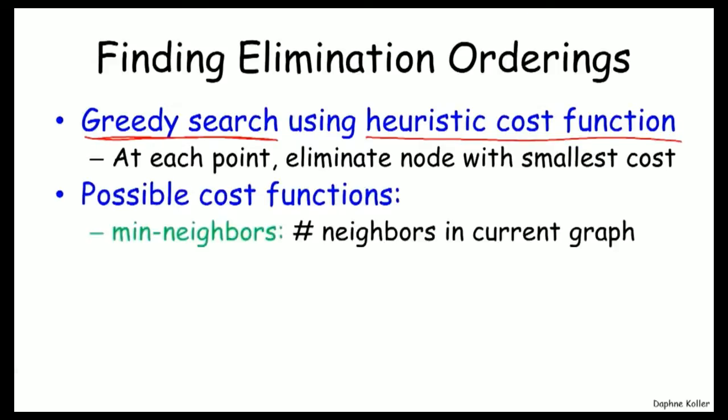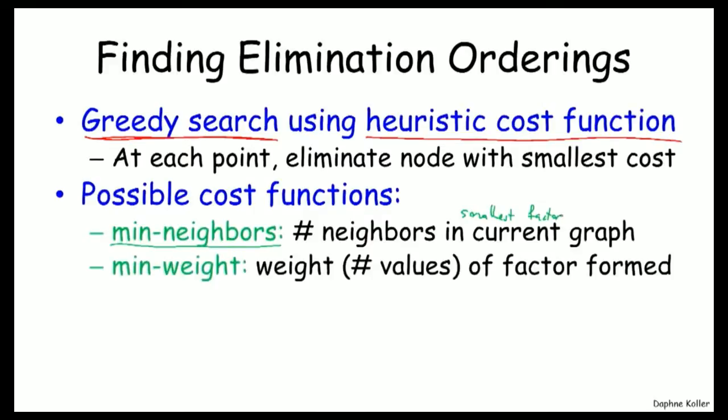So, for example, one cost function is what's called min neighbors, which is to pick the node that has the minimal number of neighbors in the current graph. So you want to pick the variable that's connected to the fewest friends so that it has the smallest party or produces the smallest factor. So this corresponds to the smallest factor, or the one whose cardinality is smallest in terms of number of variables.